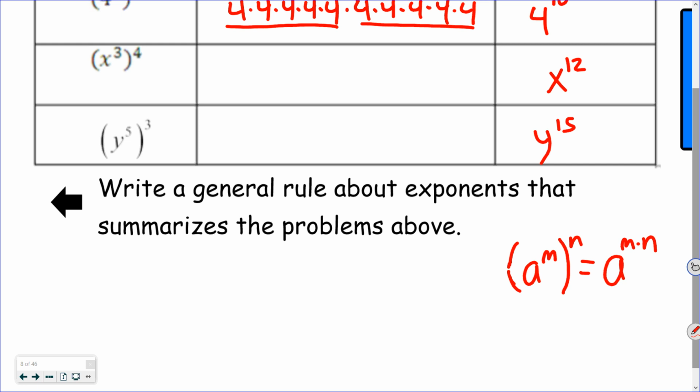Okay. So this is a little bit different. Don't mix it up with the last rule. The last rule is if you multiply things with the same base, you add their exponents. This one is if you have a power to a power, then you multiply their exponents.